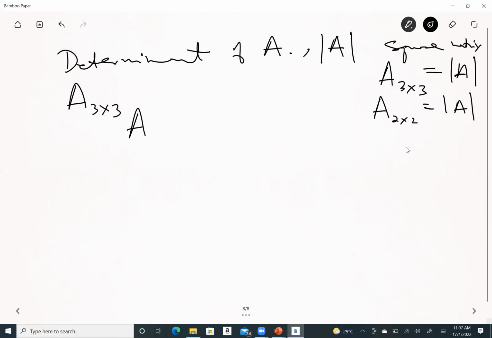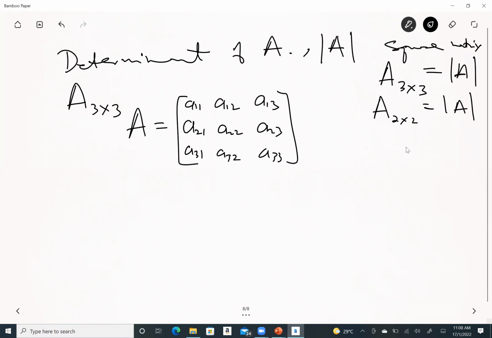I have a 3 by 3, with A11, A12, A13, A21, A22, A23, A31, A32, A33. That's matrix A, 3 by 3. Now, how do you get the determinant? The determinant is a number, just a single number. So what do I do in order to get that determinant? Now the raw method is this.